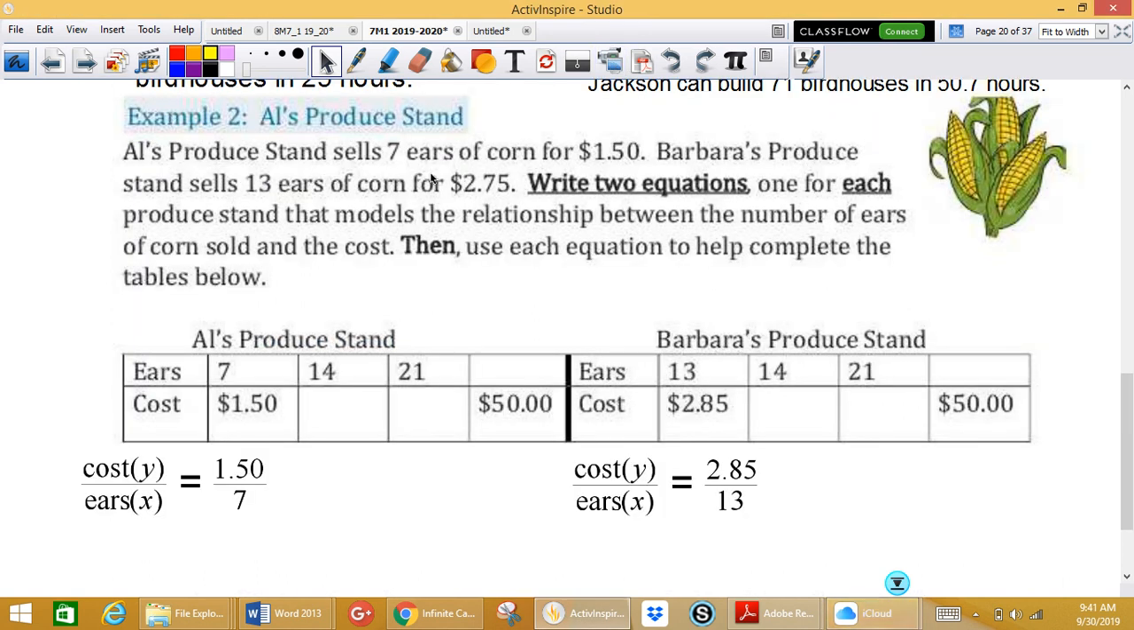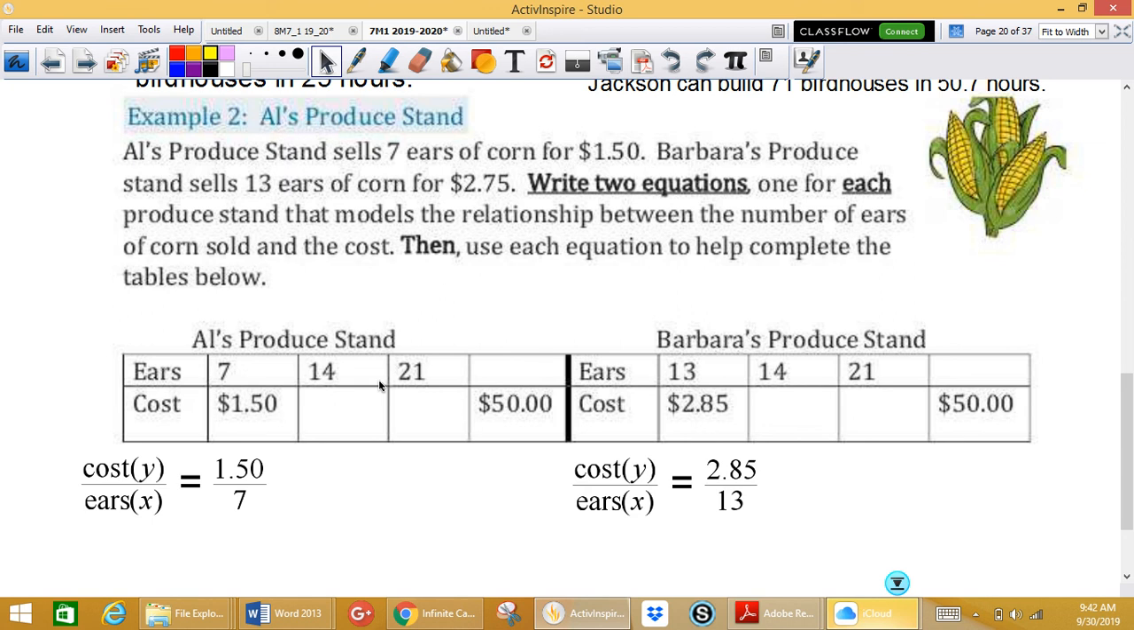Al's produce stand sells 7 ears of corn for $1.50. Barb's produce stand sells 13 ears of corn for $2.75. Write 2 equations, one for each produce stand, that model the relationship between the number of ears of corn sold and the cost. Then use the equation to help complete the table below.